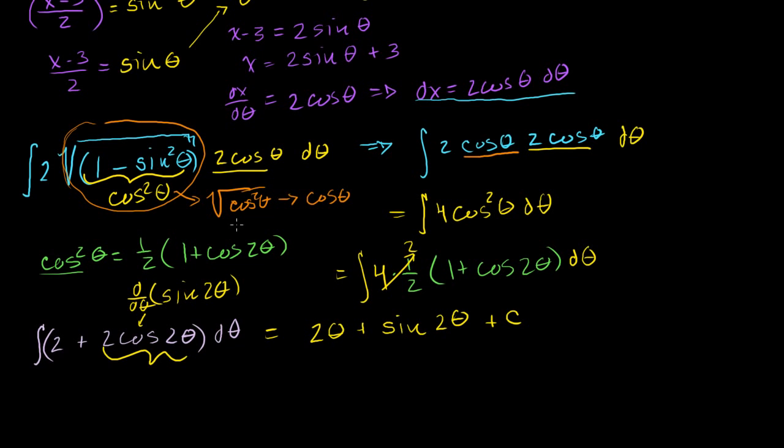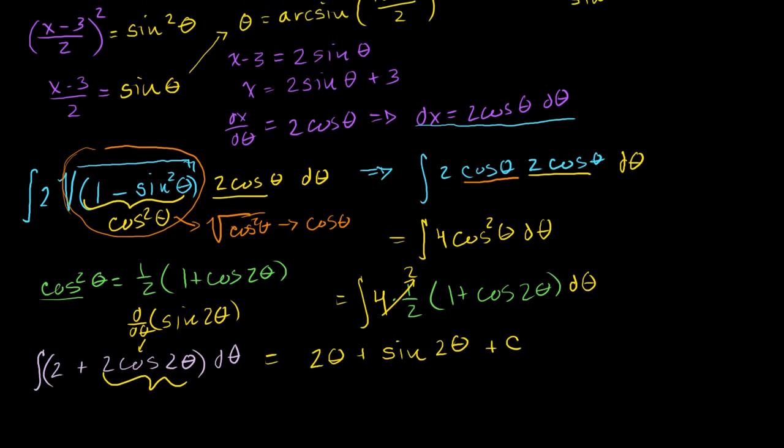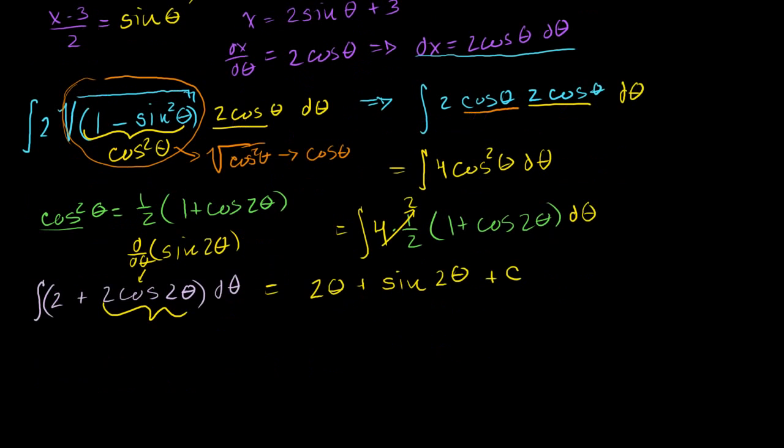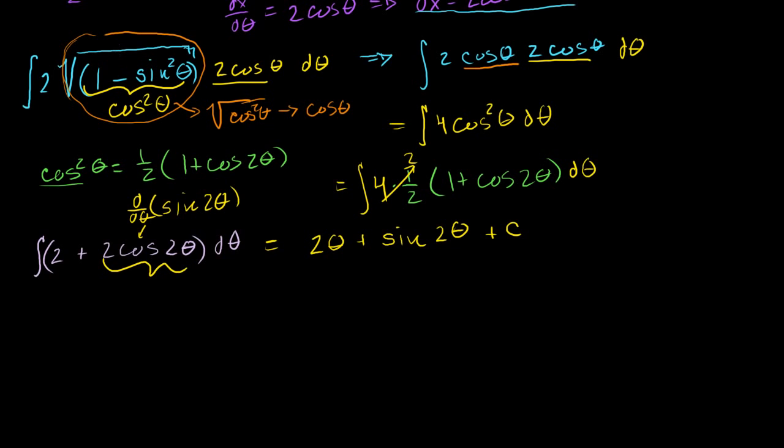And of course, we can't forget that we defined theta. Our original antiderivative was in terms of x. So we can't just leave it in terms of theta. We're going to have to do a back substitution. So let's just remember, theta was equal to arcsine of x minus 3 over 2. Let me write that on the side here. Theta is equal to arcsine of x minus 3 over 2.